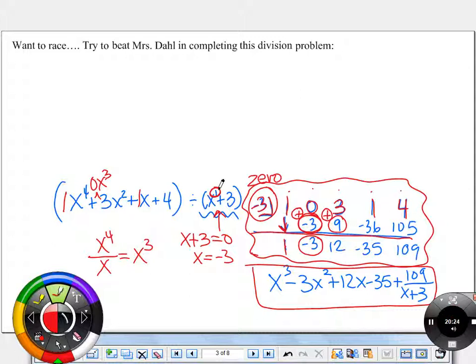Okay? Yes? Is it always going to be x to the third for all problems? Not going to be x to the third for all the problems. If this had been x to the third, it would have been x to the second. Okay? All right.